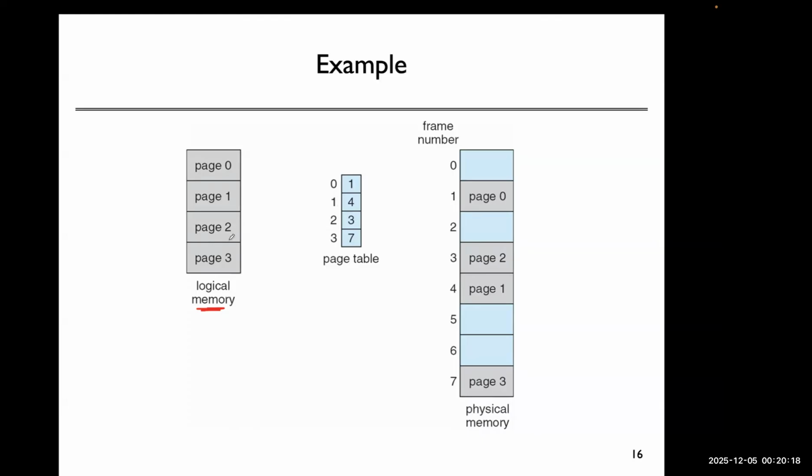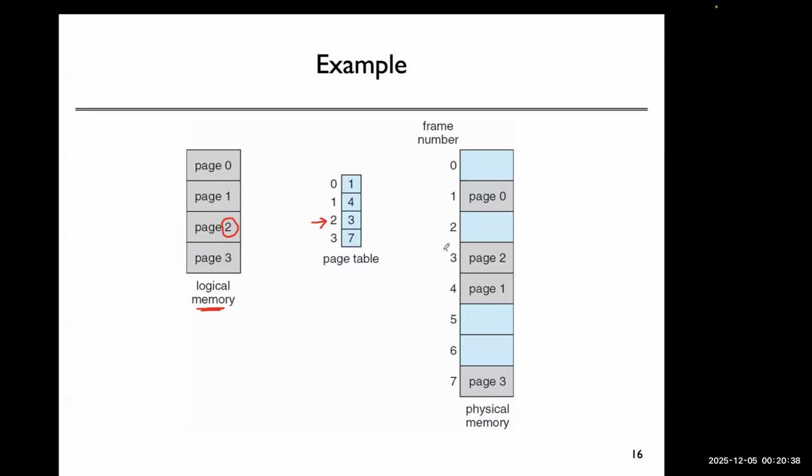For example, if you want to look where page 2 is residing, you go to the table and index it using the ID of the page. So you look at entry 2. When you look at entry 2, its content is 3, which is telling you that page 2 is loaded in frame 3 of the physical memory.